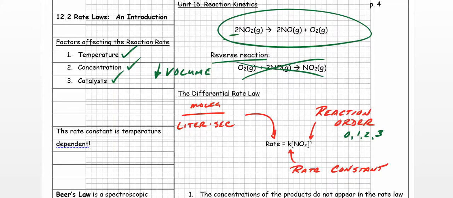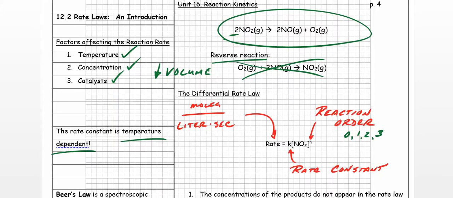So that's it. Rate is equal to k times the concentration of NO2, in this case the reactant, to some power. Now, I do want to tell you, first of all, that the rate constant is temperature dependent. So whatever the temperature you're at, that rate constant will apply. If you change the temperature, you change the rate constant, okay? So that's it. That's called the differential rate law.